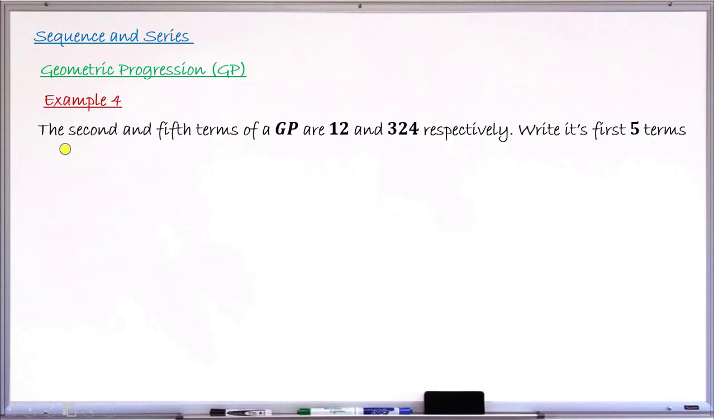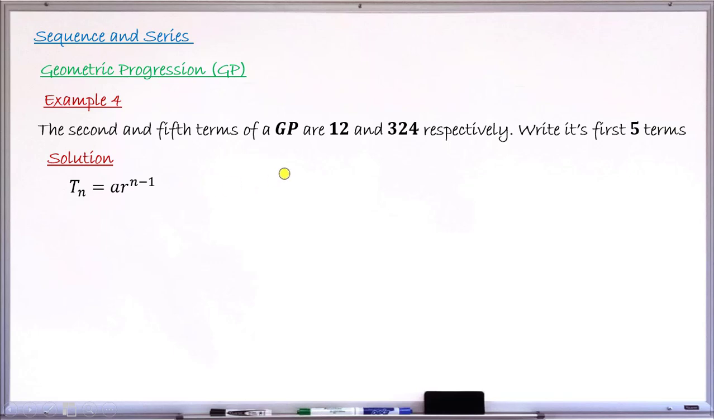Example number 4 says that the second and the fifth terms of a GP are 12 and 324 respectively. The question asks us to find its first 5 terms. Solution to this very problem, writing the formula for the term at any position in a GP. So Tn equals AR raised to the power of n minus 1.